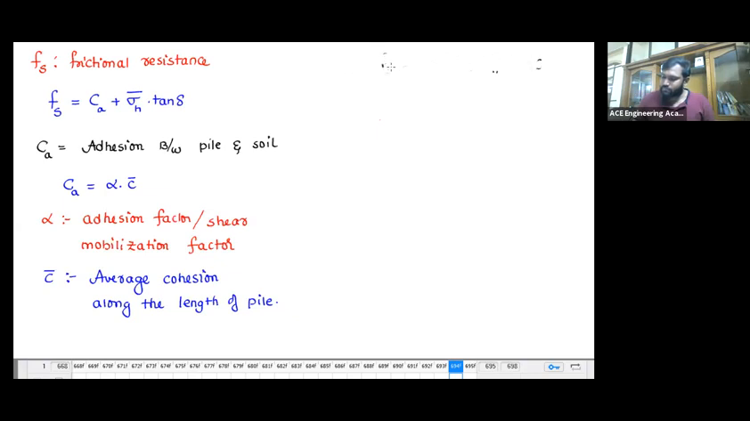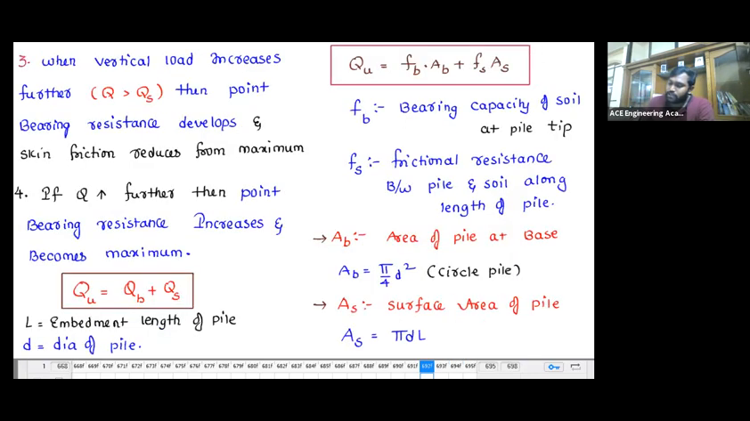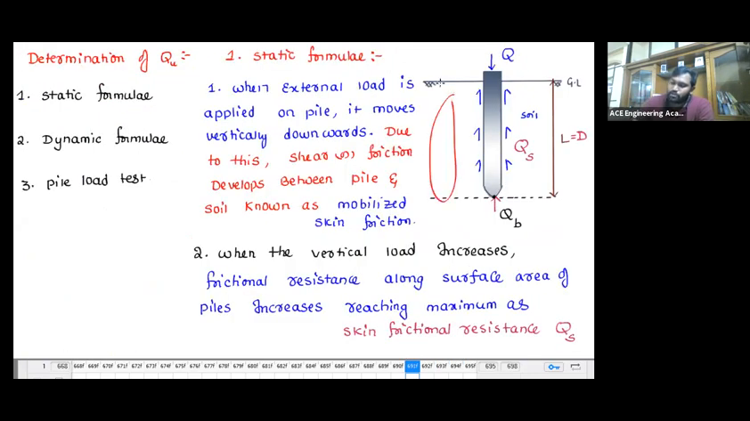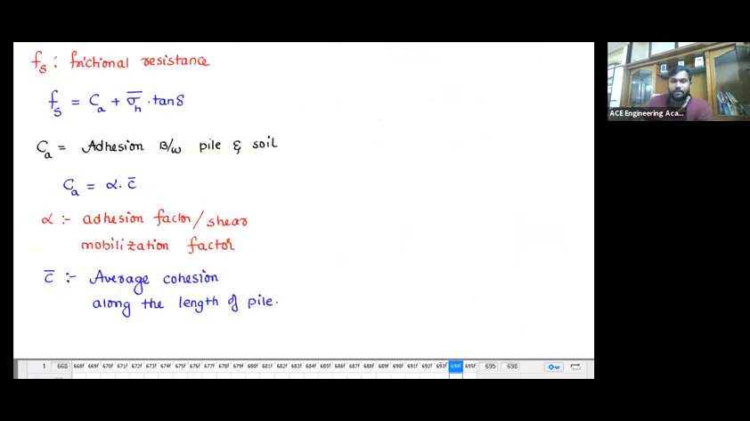Now you observe. First thing first, what is Ca? I told you Ca is nothing but adhesion. But can I find out the adhesion? No, I cannot. What I do is, throughout the length, whatever the cohesion is there, if it is a layered deposit, I have to take it as average cohesion. If it is a uniform deposit, the cohesion you can find out directly. So C bar is nothing but average cohesion along the length of pile.